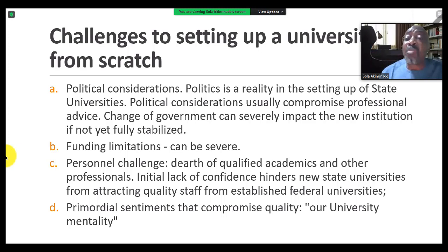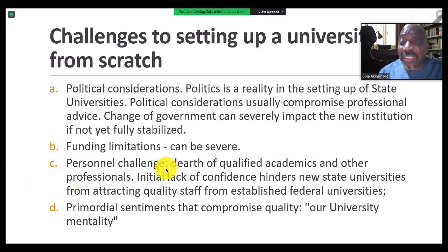Number 2, funding limitations. It can be very severe. Ordinarily, the economy is wobbling. And funding tertiary institutions is very expensive. I was discussing with the former Vice Chancellor of a state university, and he was telling me that for almost 5 years, he never got salaries from the government. He was busy raising everything. So funding can be a challenge. Almost every state university now depends on TETFund. This building TETFund, that building TETFund, that building TETFund. So funding limitations can be there.